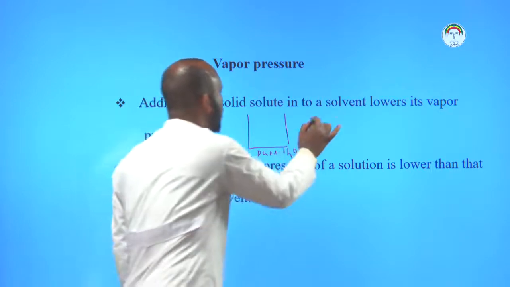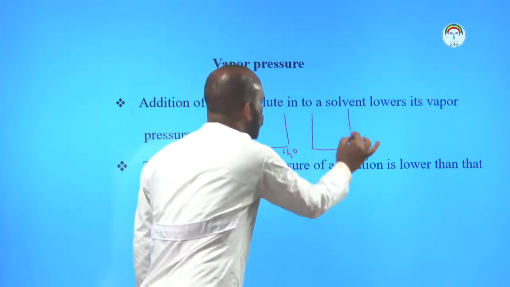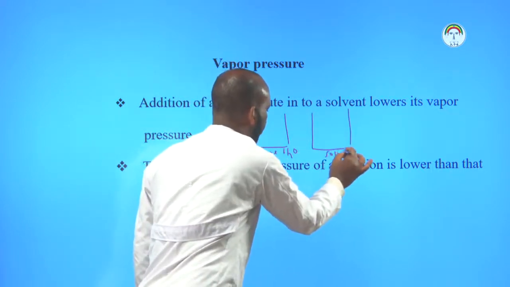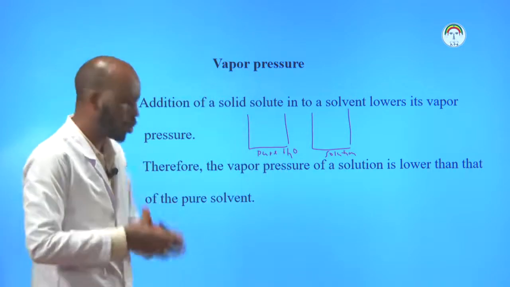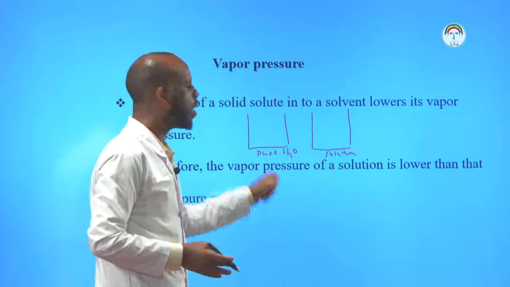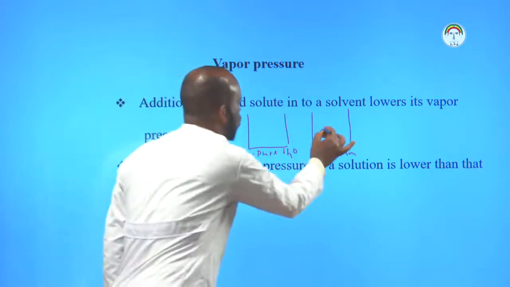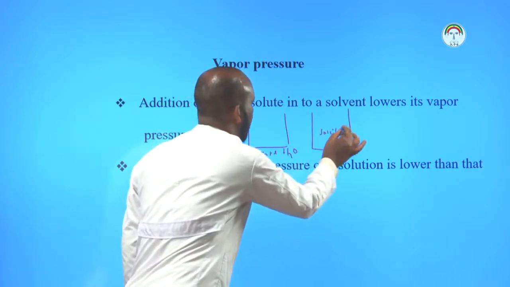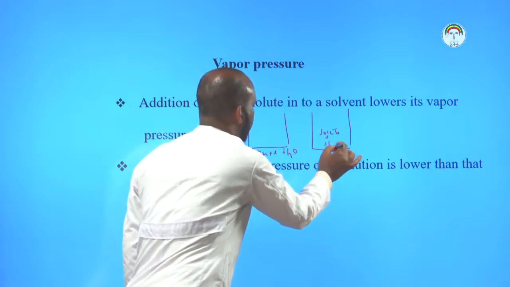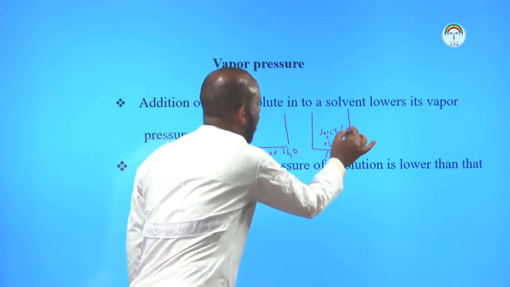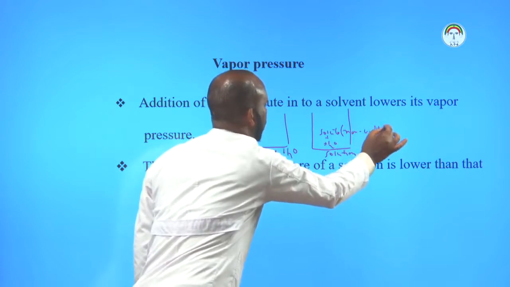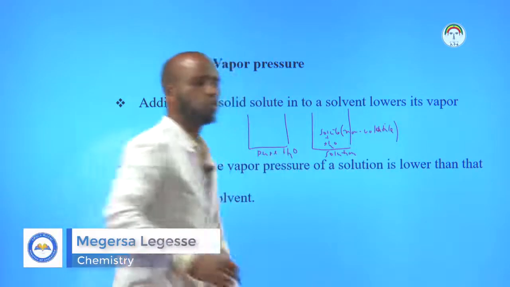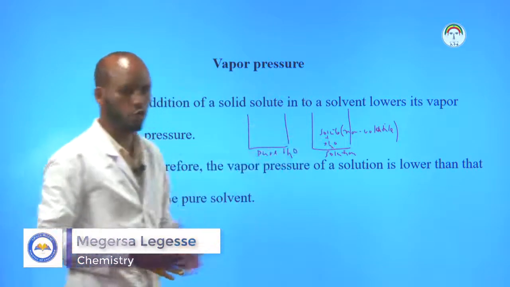This is a beaker containing solution. A non-volatile solid solute is dissolved in water. Solid plus water. This is non-volatile, so there is no tendency to escape from this solution.